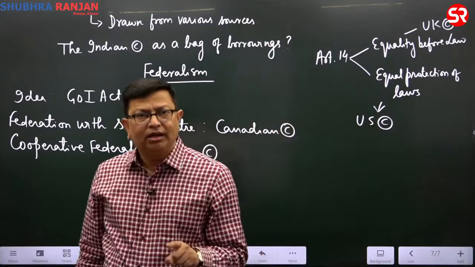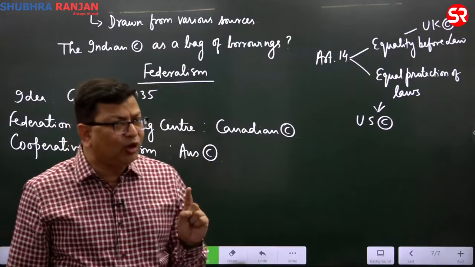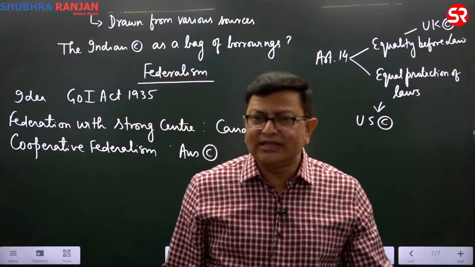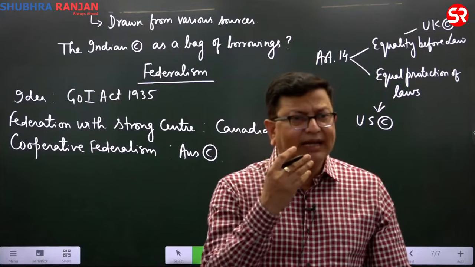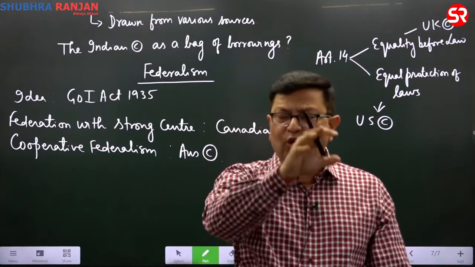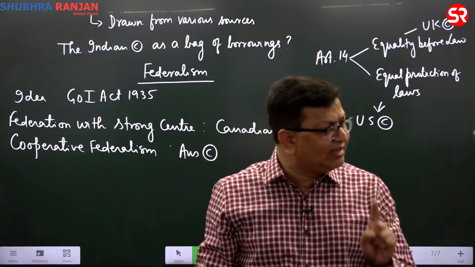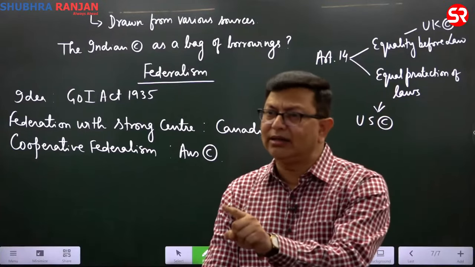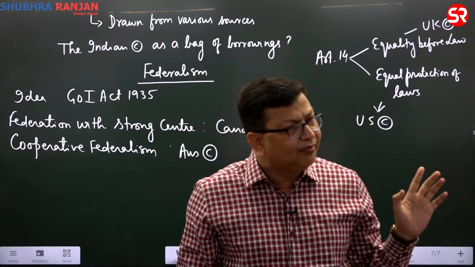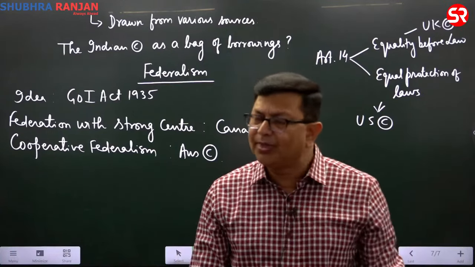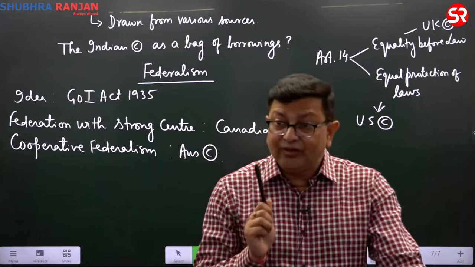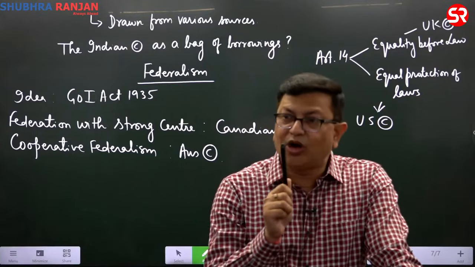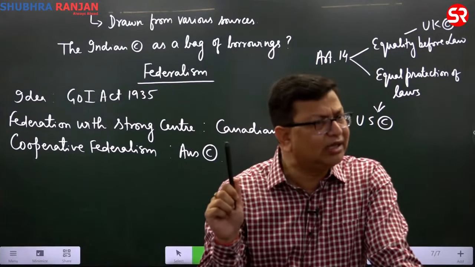Now you see that equality before law means we all are equal in the eyes of law. That is the concept of a blindfolded lady. That is, I know no one, and on the basis of the evidence, I will give the judgment. Whether a person is a government official or a common man, the laws are equal to all. That is equality before law. But if you have only equality before law, complete justice cannot be done.